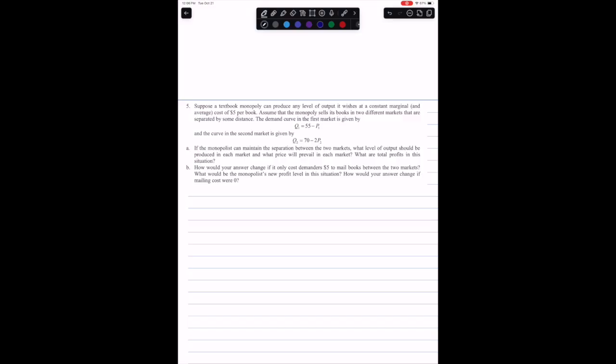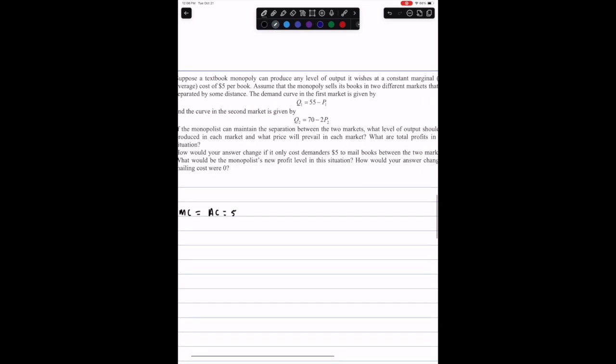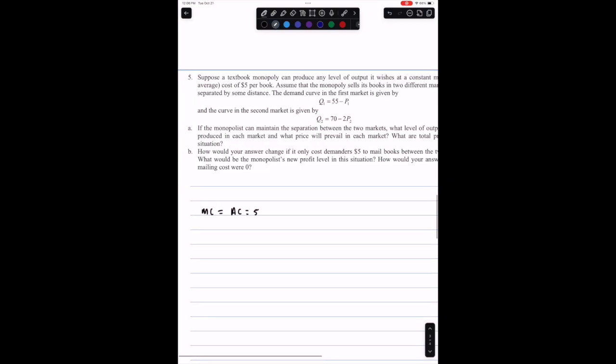So we have the question: suppose a textbook monopoly can produce any level of output it wishes at a constant marginal and average cost of $5 per book. Instantly, just from that, we know that the marginal cost is equal to the average cost, which is equal to 5. Assume that the monopoly sells its books in two different markets that are separated by some distance. The demand curve for the first market is given by Q1 equals 55 minus P1, and the curve in the second market is given by Q2 equals 70 minus 2P2.